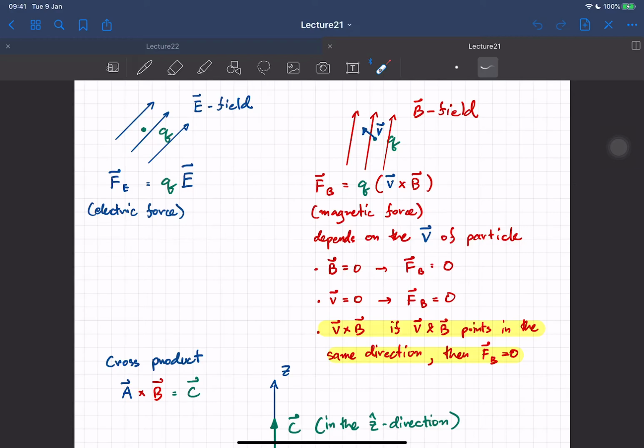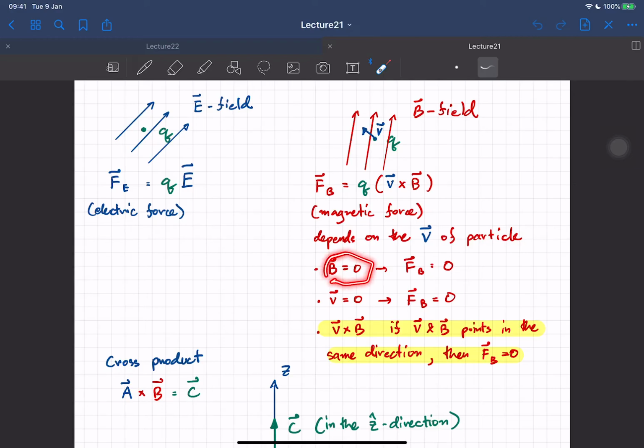But for magnetic field, it's a little bit more complicated because we have this cross product between the velocity of the charge itself and the magnetic field vector. So force is Q times V cross B instead of just Q times B, which is maybe what you expect from that. So this gives a few interesting situations.